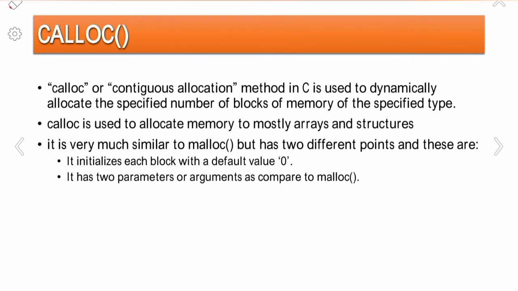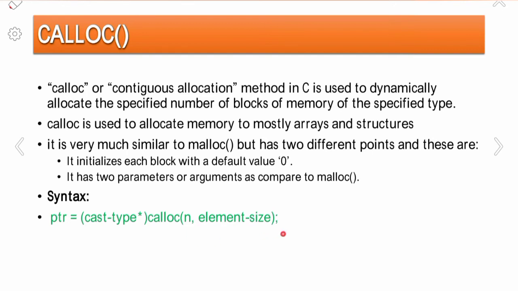and it is very similar to the malloc function, with two points which are different. Using the calloc function, it will initialize each block with the default value 0, whereas the malloc function initializes each block with a garbage value. And it has 2 parameters or arguments as compared to malloc. In the syntax of the calloc function, we have 2 parameters here, that is n comma element size.